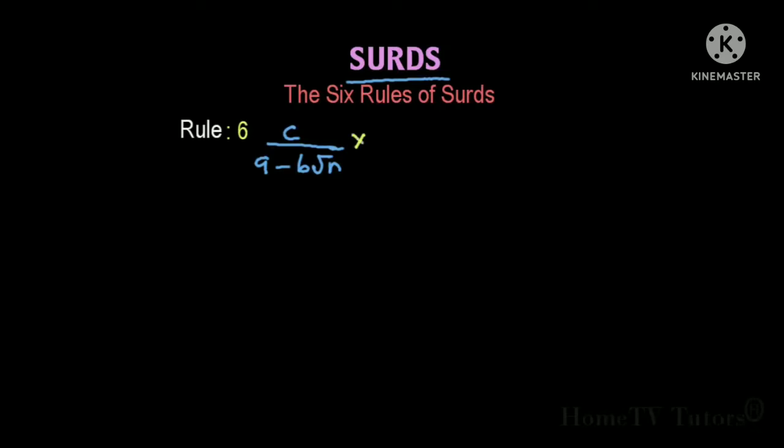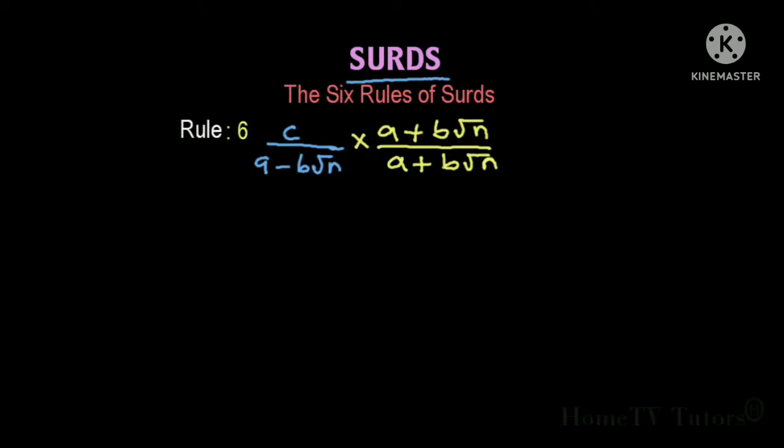So the only thing we need to do is to multiply both the top and the bottom by a plus b square root n. Remember, the denominator, the sign will just be the only thing that would change. Okay, so we multiply the denominator by the same. Okay, so we have this. All right, so this is the sixth rule. So let us see its application quickly.